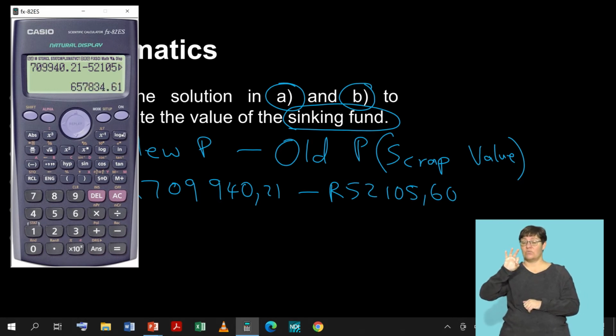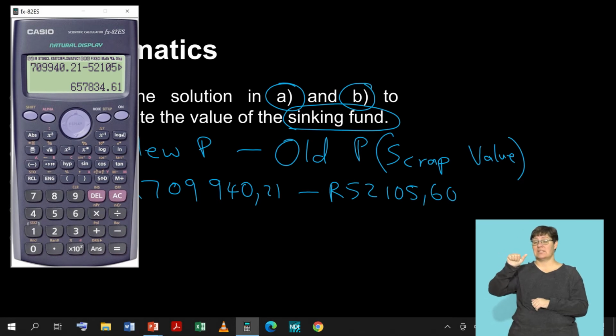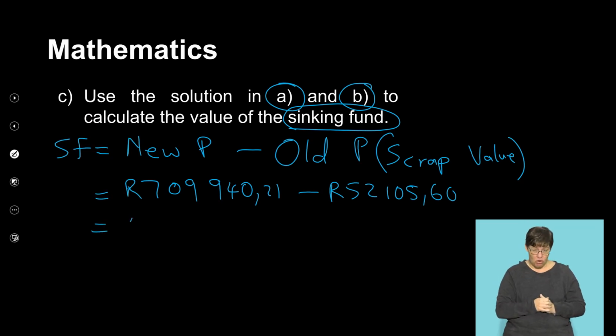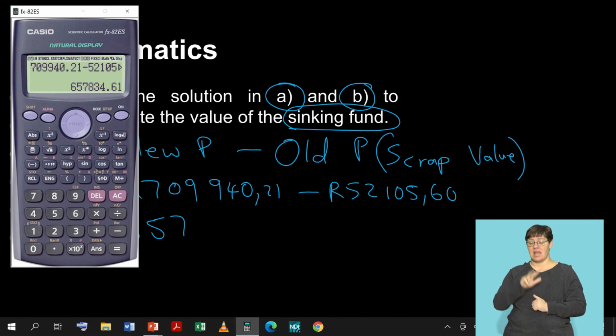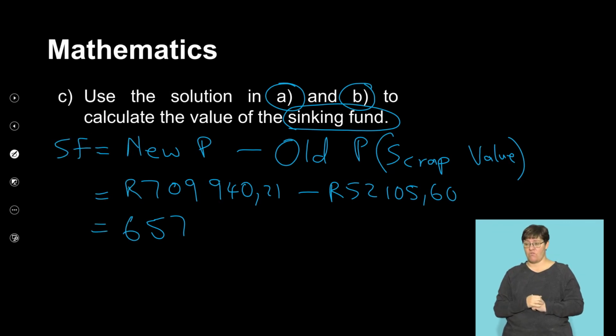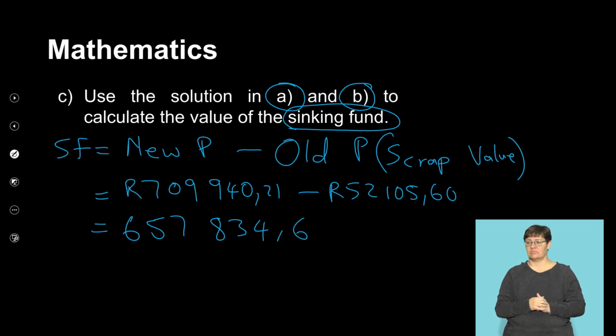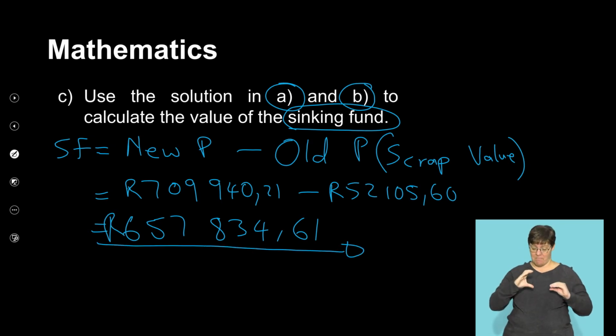So they will need an extra 657,000 a year. This is a lot of money. 657,834 rands and how many cents? 61 cents. And that will be the sinking fund of this particular company.